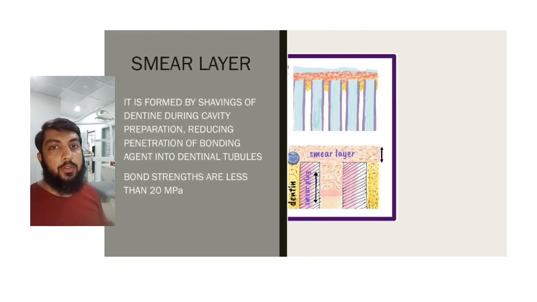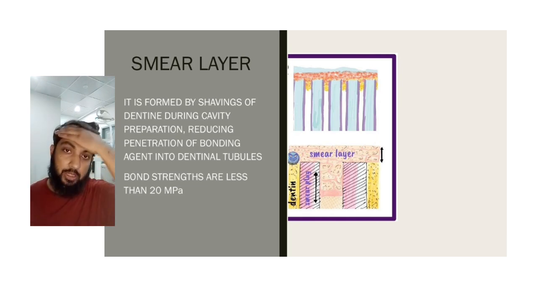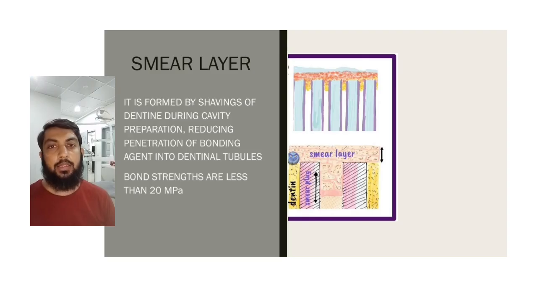Smear layer is formed when we are doing the tooth preparation. It is the shavings of dentine and enamel, and they are partially occluding the dentinal tubules and enamel interrods. It is loosely placed in the dentinal tubules, so it can affect the penetration of our vigorously applied bonding agent into the dentine. And if we incorporate this smear layer into our composites, the bonding strength is less than 20 megapascals.